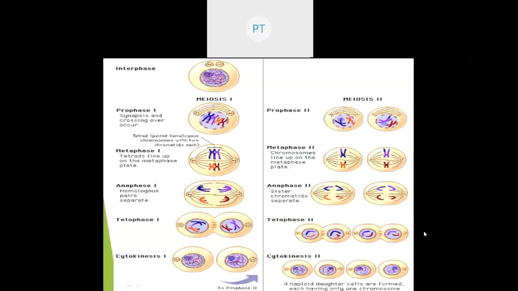It's a bit complicated because here two phases used to happen. For example, prophase 1, prophase 2, metaphase 1, metaphase 2, anaphase 1, anaphase 2, telophase 1, telophase 2, cytokinesis also twice it happens. Okay, 1, 2. So it's a bit complicated. So are you all clear? Which part are you not clear?